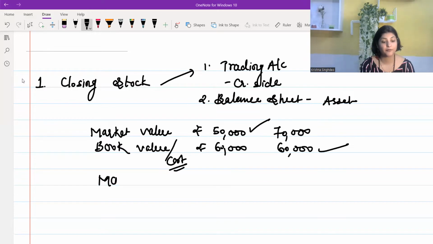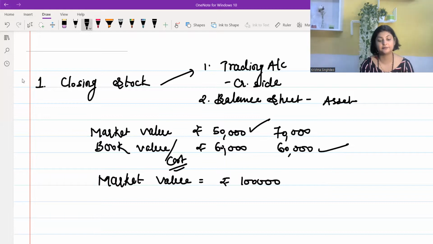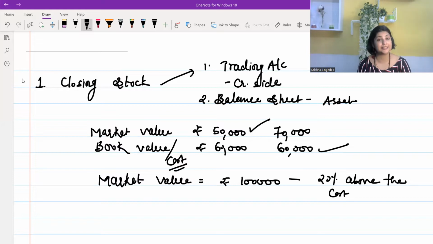For example, it was given like this, that the market value is rupees 1 lakh. And they say that this market value was 20% above the cost. If this is 20% above the cost, students, understand that this itself is 120%. So how do I reach the cost? I will have to take out 100% of it first, then deduct 20% from there to reach the cost, because the rule is that I have to write the value of closing stock in the books of accounts at whichever is lower, either the cost or the market value.